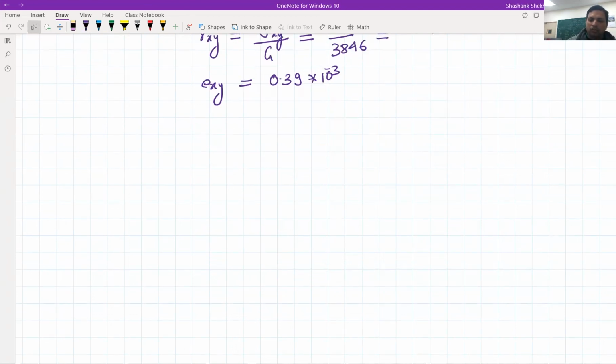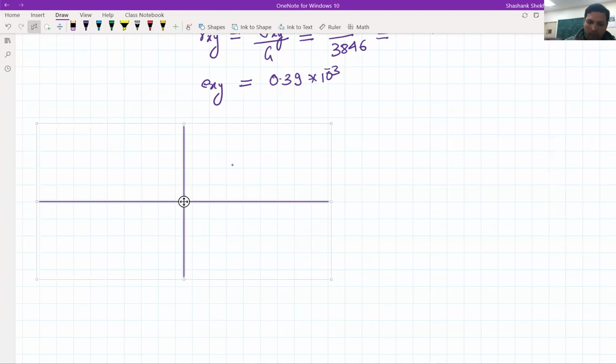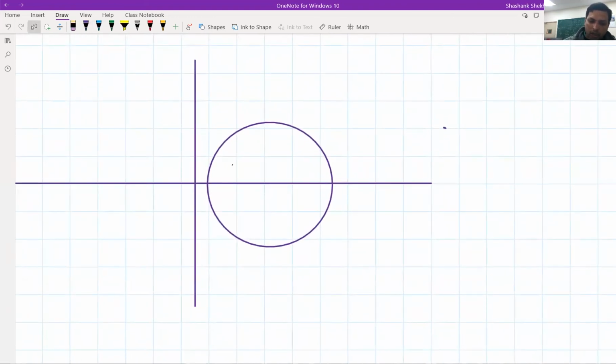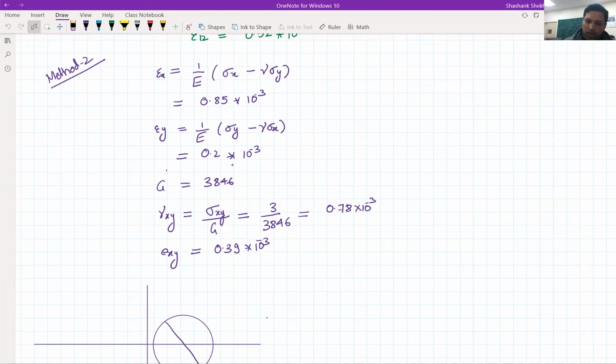And once you have these values, just like for the stresses, we can draw the Mohr circle. So here is our circle. I'll just shift it a little bit. Now, let me zoom in a little bit. One particular condition is known to us. So the values are like this. We have calculated strain X as 0.85, strain Y as 0.2, and epsilon XY as 0.39. So one of the epsilon XY will be plus 0.39, and the other will be minus 0.39.